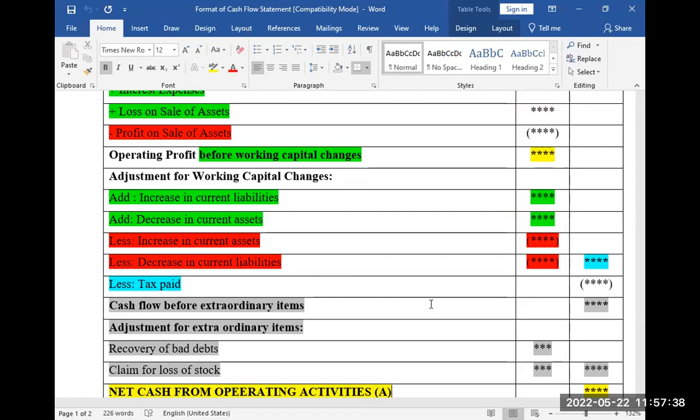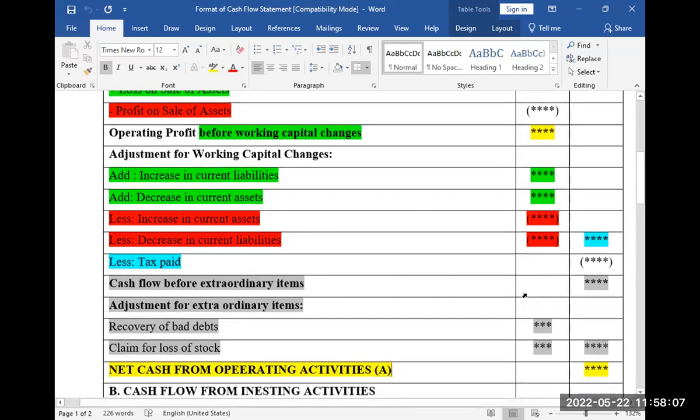Similarly, suppose an item is a non-cash expenditure. What do you have to do? Add back. If it is a non-cash income, minus it. After that, you minus tax, then you minus all the change in working capital accordingly, current assets and current liabilities. For that also, you have to compare the balance sheet. If you do this, you will get net cash from operating activities.